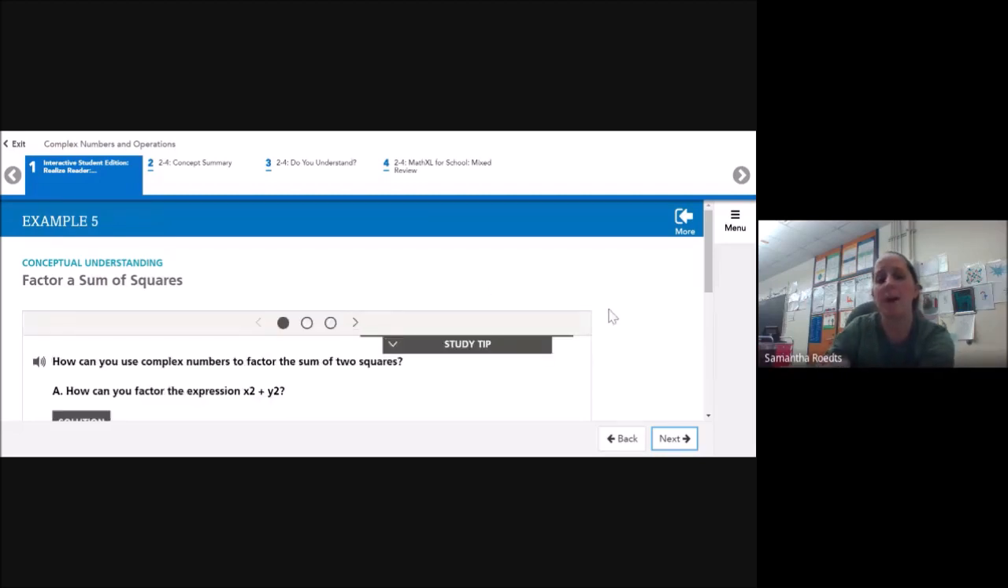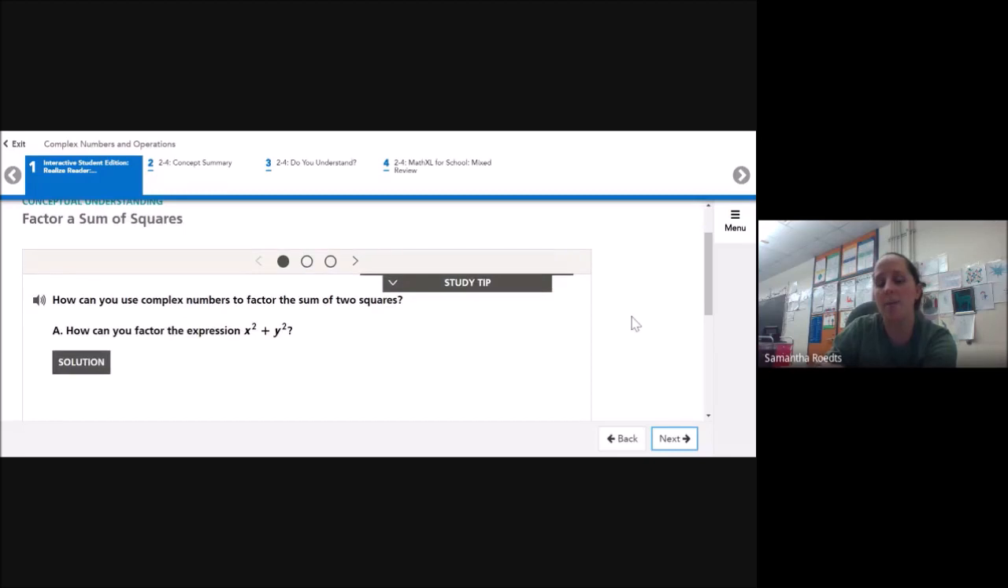All right, example number 5, conceptual understanding: factorize sum of squares. So how can you use complex numbers to factor the sum of two squares? How can you factor the expression x squared plus y squared? Well, I know that I can multiply x times x to get x squared and y times y to get y squared.